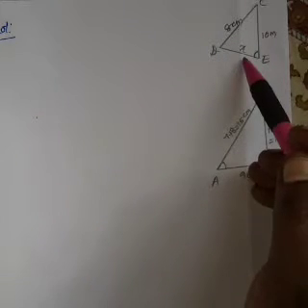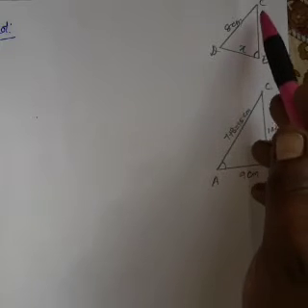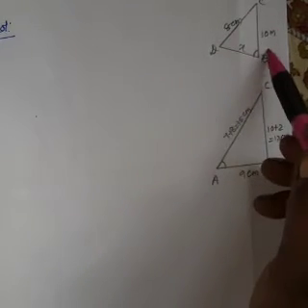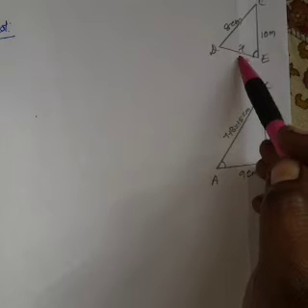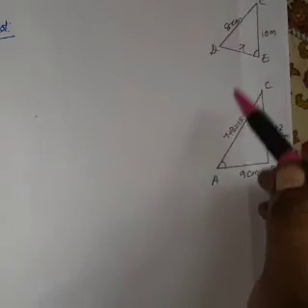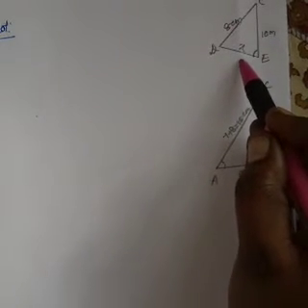Third side given as x. We need to find out the value. There, CD is equal to 8 centimeter and CE is equal to 10 centimeter. Using all these measurements, we need to find out the x value.